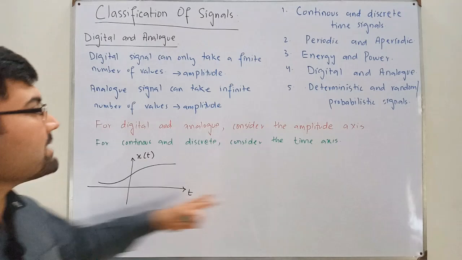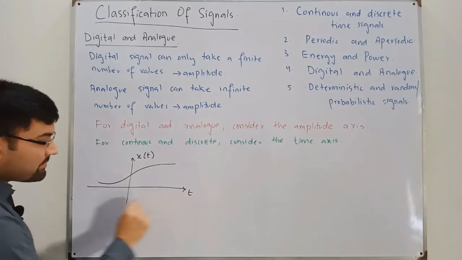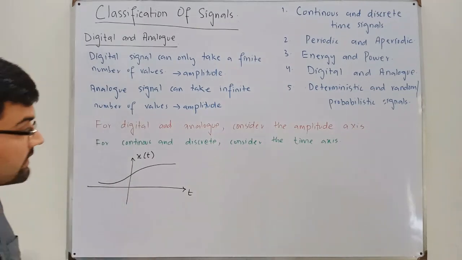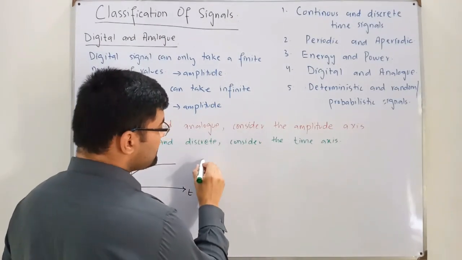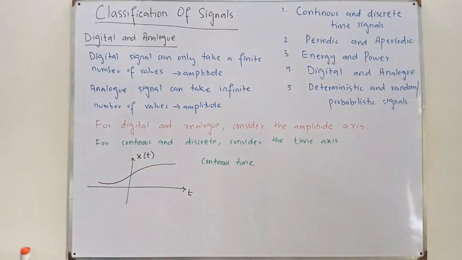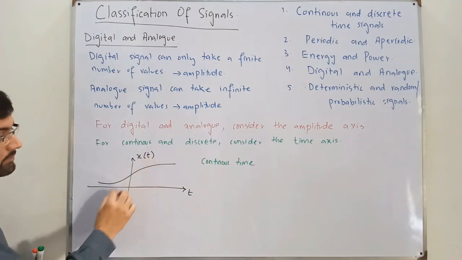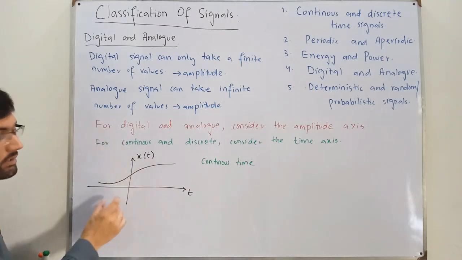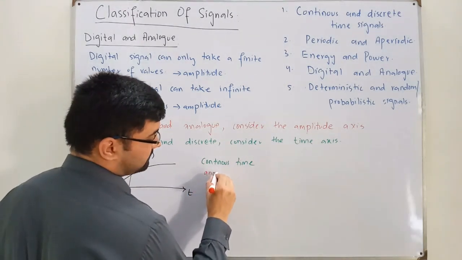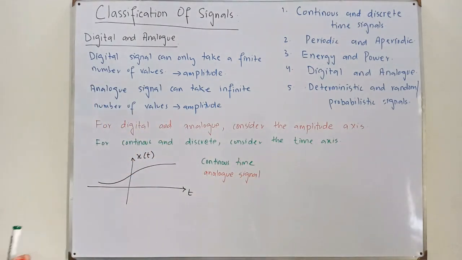So if you see the time axis first, continuous and discrete time, consider the time axis. Have a look, it is defined for a continuous range. So this means that this is a continuous time signal. Now if you consider the amplitude axis, it is again taking an infinite number of values, which means it doesn't have any discontinuity along the vertical axis as well. So this is a continuous time analog signal.